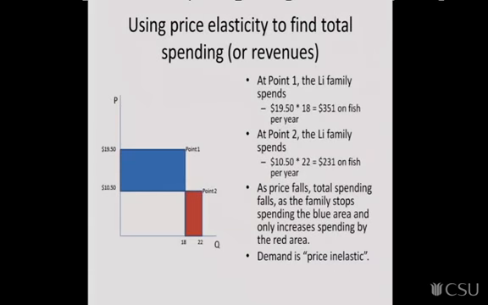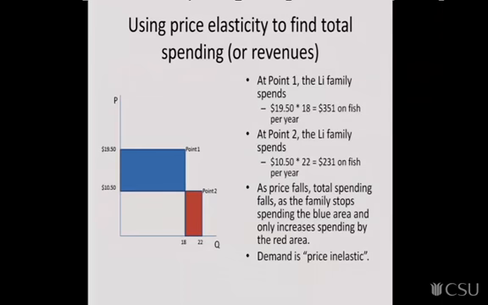So revenues, right? Revenues are price times quantity. So if you're the people who are selling, or think about the other way, how much total money is the Lee family spending on fish? Well, at a price of $19.50 per kilo, and if they bought 18 fish, then the area would be the white area plus the blue area. That's the total amount, price times quantity.